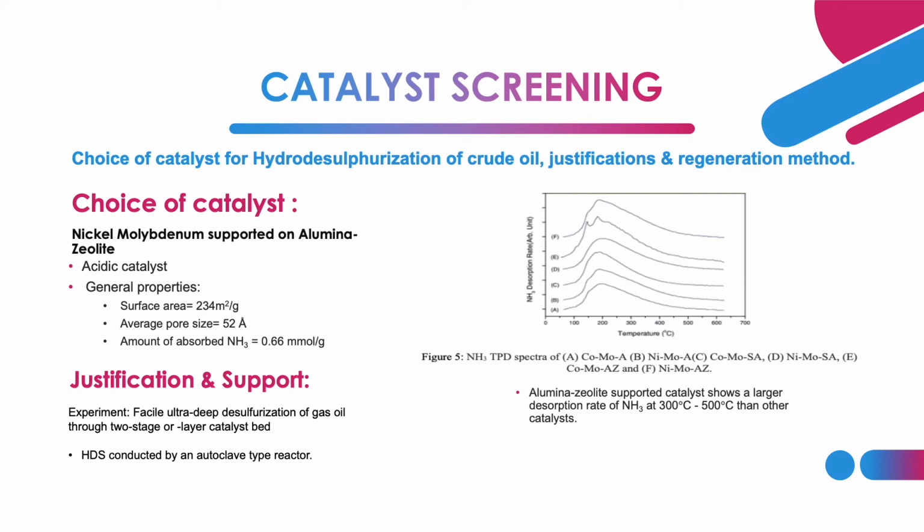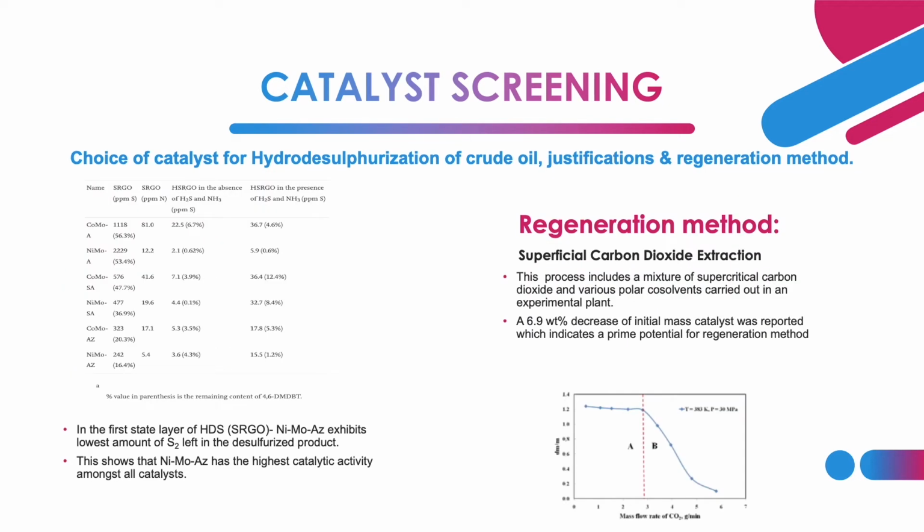This figure shows the NH3-TPD spectra for all the catalysts used, and the highlighted part is for NiMoAz. This shows that the aluminum zeolite supported catalyst has a larger desorption rate when compared to any other catalyst. Besides that, in the first stage layer of HDS under SRGO, NiMoAz exhibits the lowest amount of sulfur left in the desulfurized product, which shows that this catalyst has the highest catalytic activity amongst all the catalysts used.